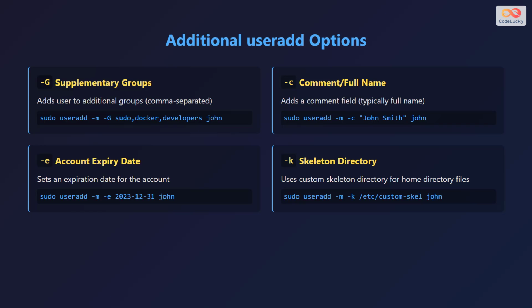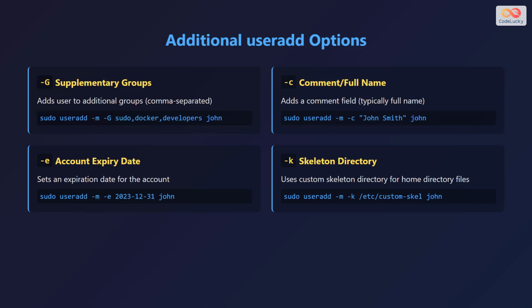The -c option adds a comment field, which is typically used to store the user's full name. For example, sudo useradd -c "John Smith" john adds the comment John Smith to John's account. The -e option sets an expiration date for the account. For example, sudo useradd -e 2023-12-31 john sets John's account to expire on December 31st, 2023.